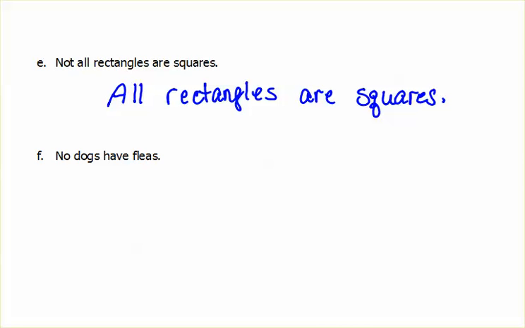This one may not be near as tricky now that you're sort of getting the hang of it. This one says no dogs have fleas. None of them. So what would I need to do to negate that sentence? I just have to find one example, right? So I could say some dogs have fleas.